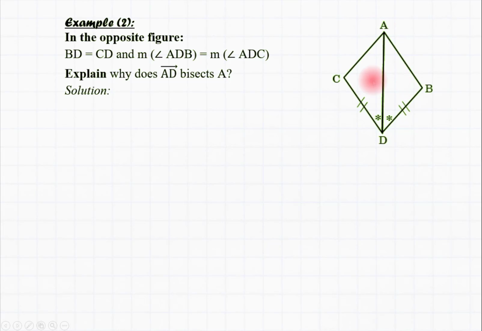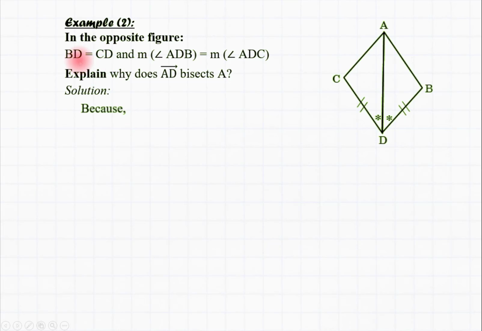First, we must prove that these two triangles are congruent, and from congruence we will find that the measure of angle BAD will be congruent to angle CAD. Because these two angles are equal in measure, then AD bisects angle A.